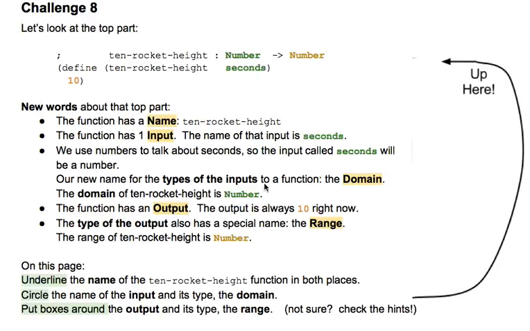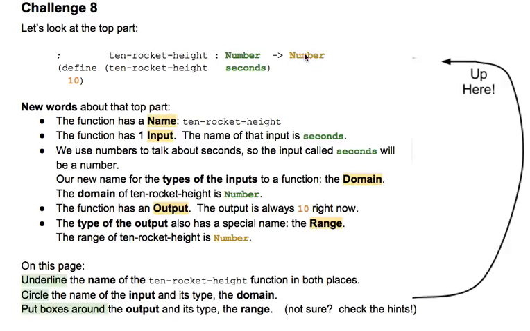So that name for the type, for what kind of thing the input is, that is the domain. So here's the domain. If we had more inputs, then the domain would be the types of all of the inputs. Okay, so the domain of 10 rocket height is number. The function has an output. In this case, the output is always 10. The output has no name because the output is just what you get when you call 10 rocket height with some number of seconds. But the type of the output, it's important to know, because that's what tells you how you can use 10 rocket height. The type of the output has a name too. It's called the range. And that's this number right here.